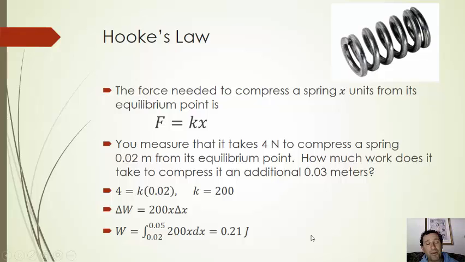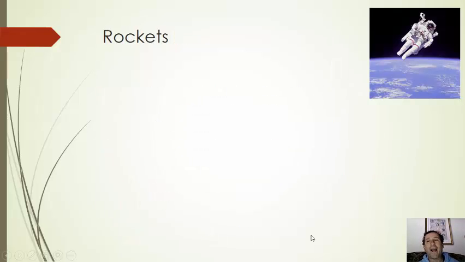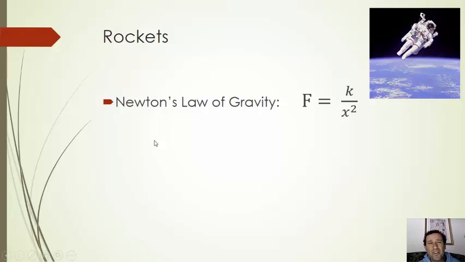Okay, let's look at another example now. Let's look at rockets. So it's always fun to think about shooting yourself off into space. So let's see how much work it takes. To do that, we're going to first use Newton's law of gravity. What that says is that the gravitational force on an object is inversely proportional to the square of the distance from that center of mass. Or in other words, F is equal to k divided by x squared.